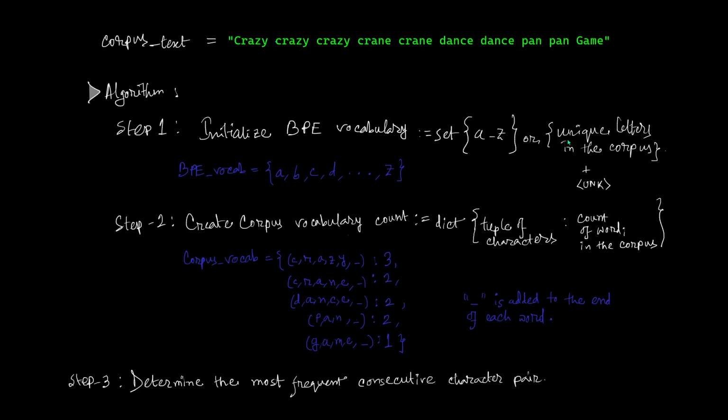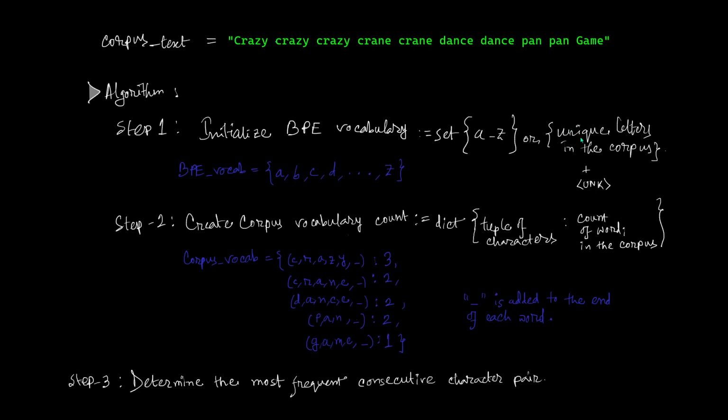Whenever we use only the unique letters in the corpus, there are chances that some letters are missing. Suppose y has not occurred in the corpus at all. It is a very low chance, but still the probability is not zero. In those cases, whenever a letter is not present in our vocabulary, we need an unknown token to handle the out of vocabulary letters, and that's why this unknown token is appended.